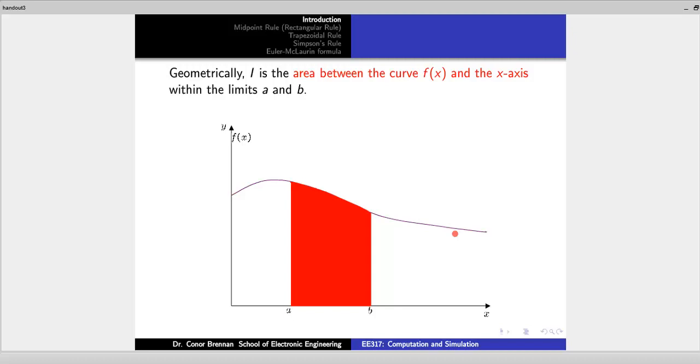So all forms of numerical integration really rely on this slide here. This slide here is very important. It tells us that this integration process of integrating a function f of x between a and b is a formal mathematical process you can do. You find the antiderivative and you get a number.